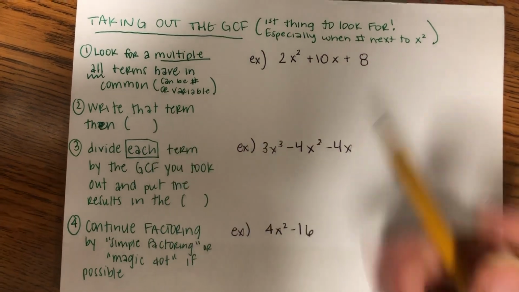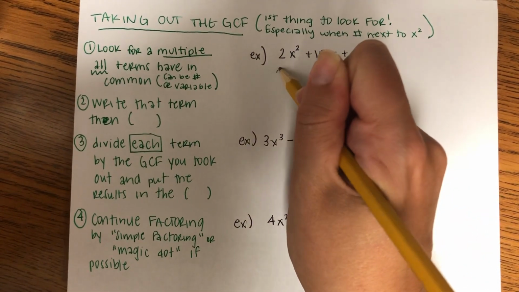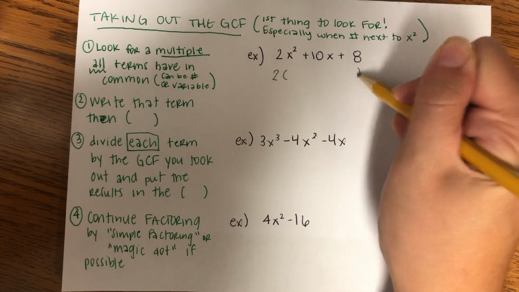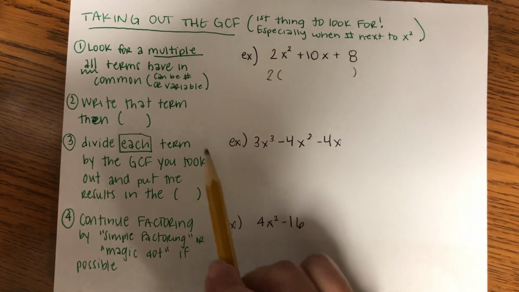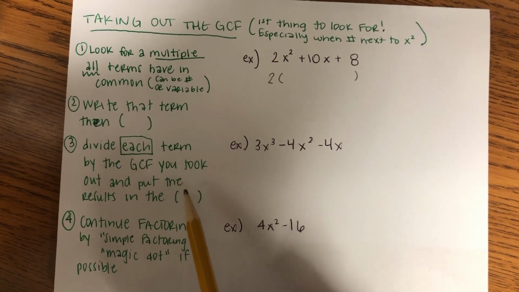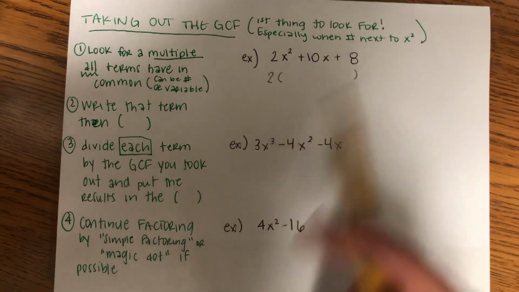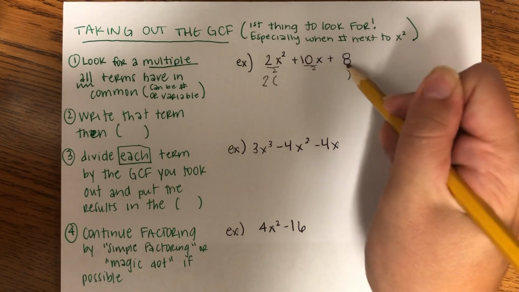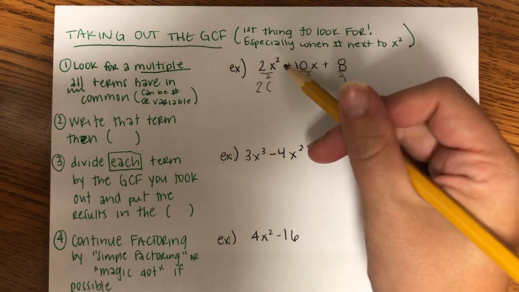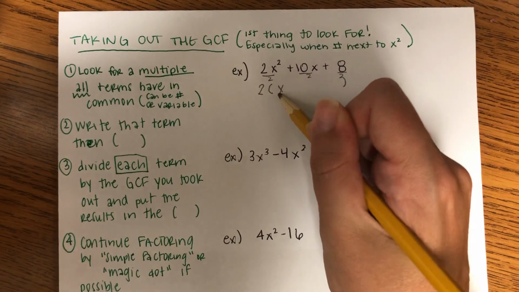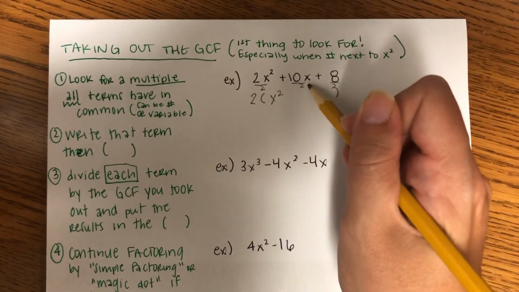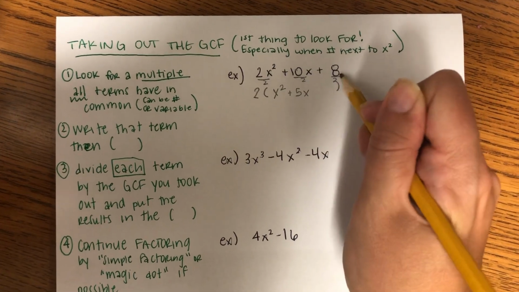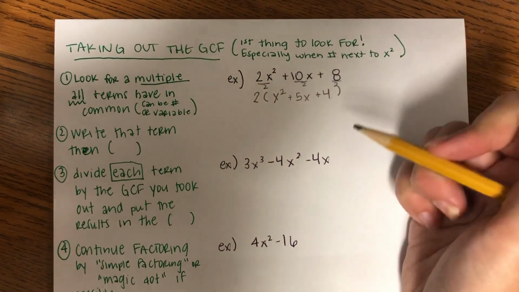So I'm going to write that term. When I say that term, I mean 2. And then I'm going to write parentheses. Then it says, divide each term by the GCF that you took out and put the results in the parentheses. So this means I'm going to divide this by 2, this by 2, and this by 2. 2x squared divided by 2 leaves me with an x squared. 10x divided by 2 leaves me with a 5x. And 8 divided by 2 leaves me with a 4.